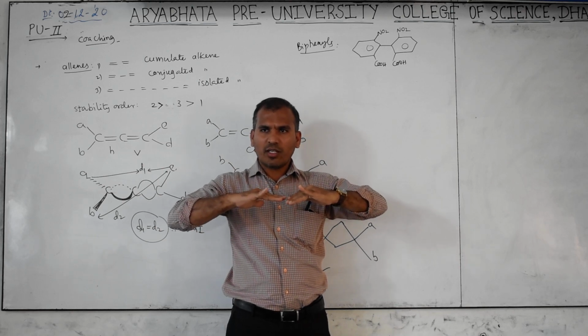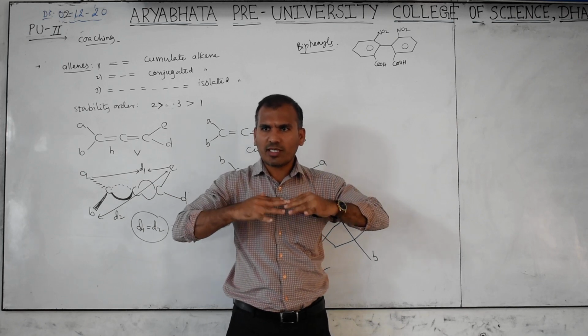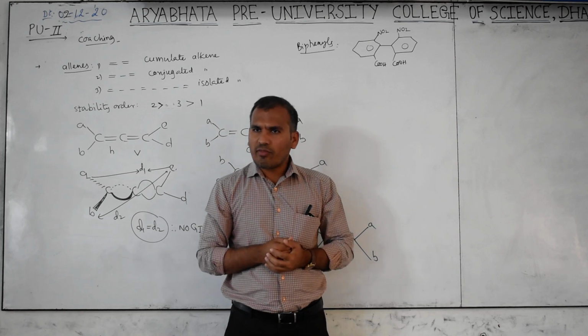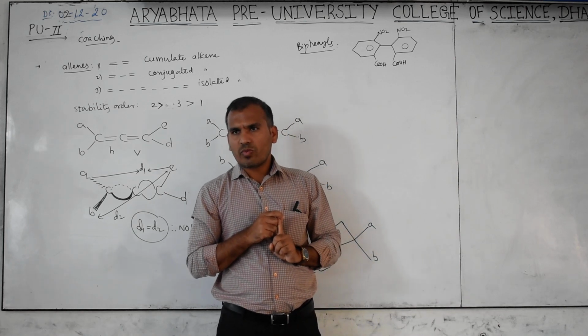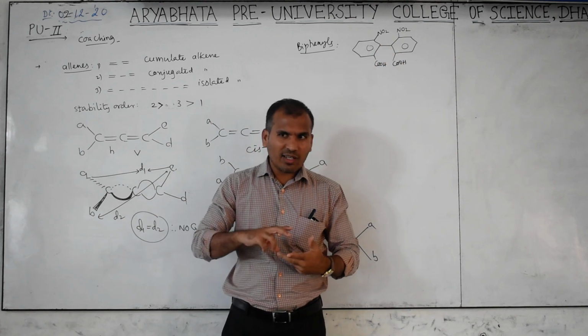Then what are you thinking? COOH, COOH, same side; NO2, NO2, same side. Then what are you thinking? Cis form, and it shows geometrical isomerism. Then what do you have to identify first? Whether restricted rotation is present or not. Generally, when a single bond is present, what are you thinking?